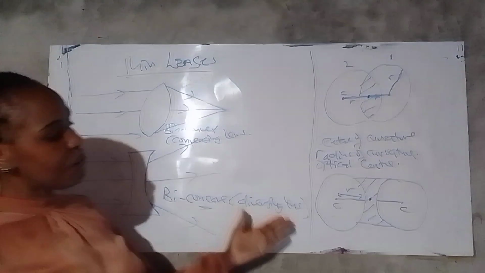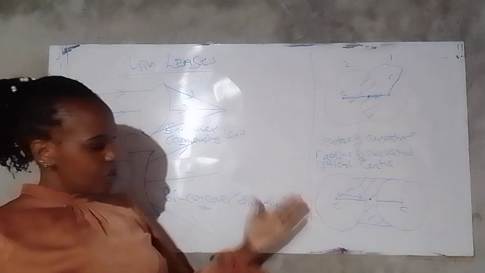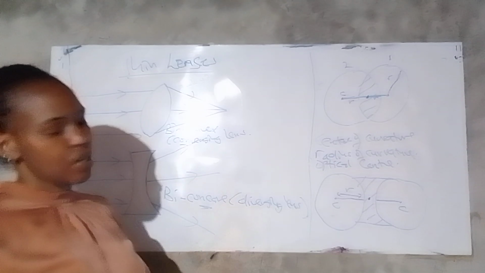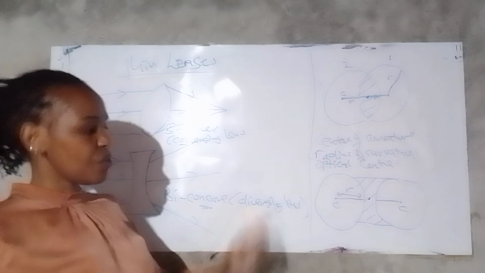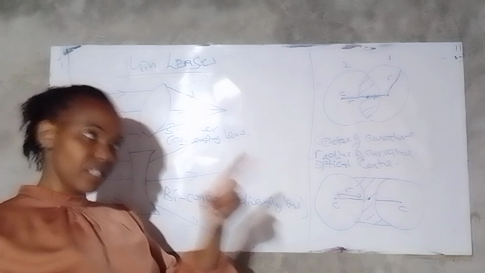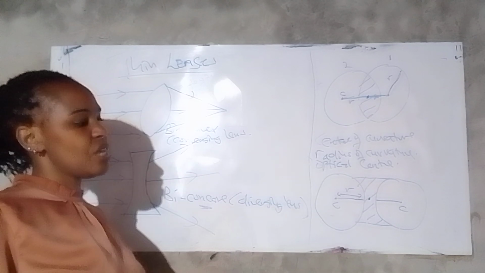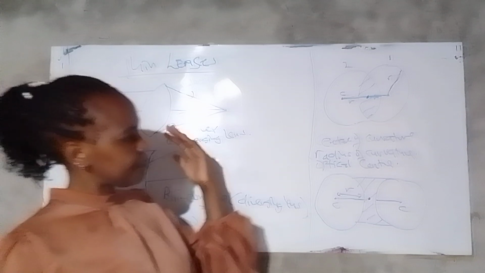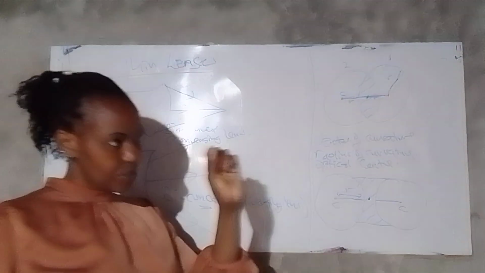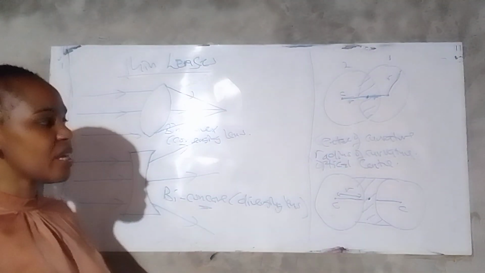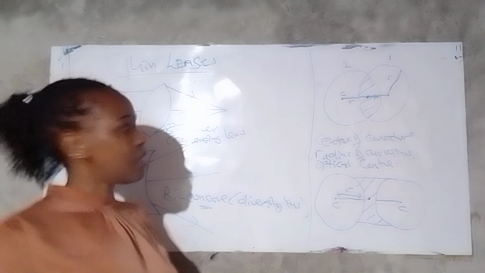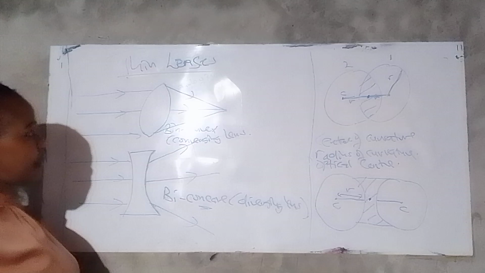So we have learned the center of curvature, which is the center of the sphere from which we got our lens. We have the radius of curvature, which is the distance from the center of curvature to the optical center, something like that. Then the optical center is the center of the lens. So we'll be looking at why these three parts are very, very important. So that is the lenses.